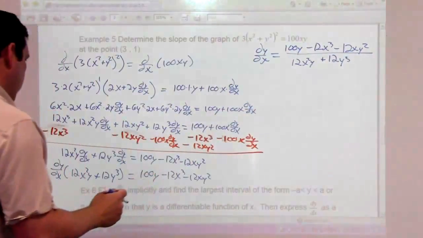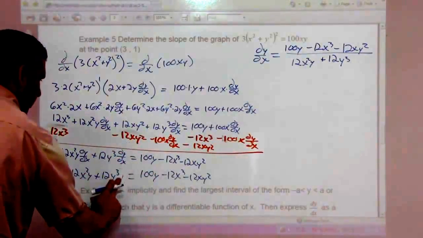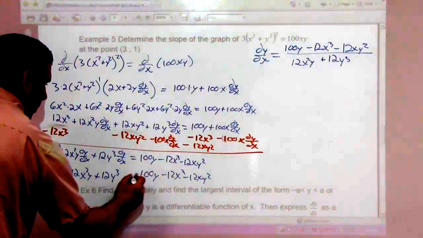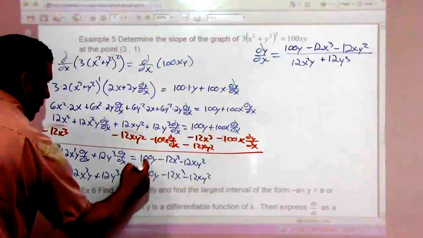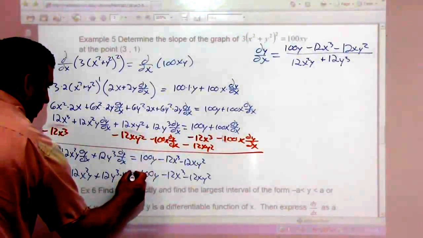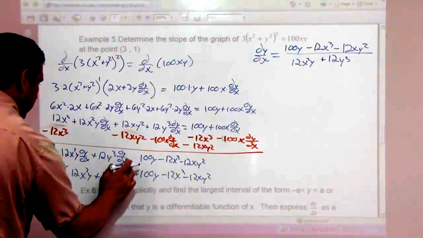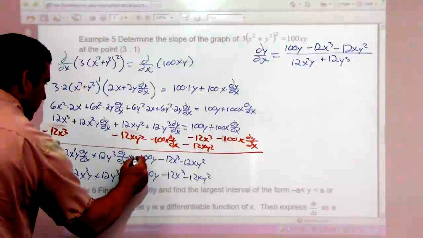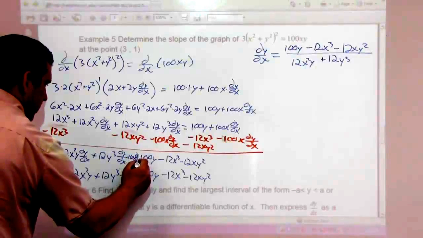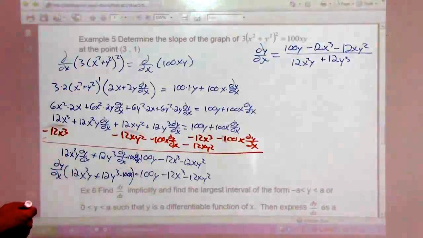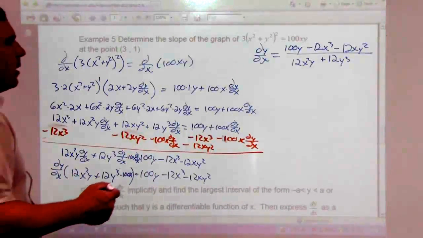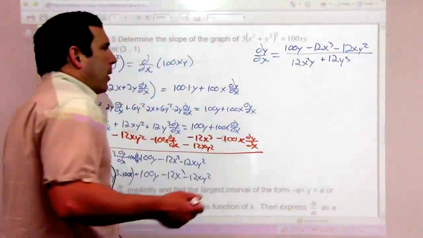Oh, I forgot my 100 minus 100. Forgot all about that. Minus 100x, and that should be in here too. Minus 100x dy/dx equals, there we go. Kind of squished in there. And there we go. We can leave it like that.